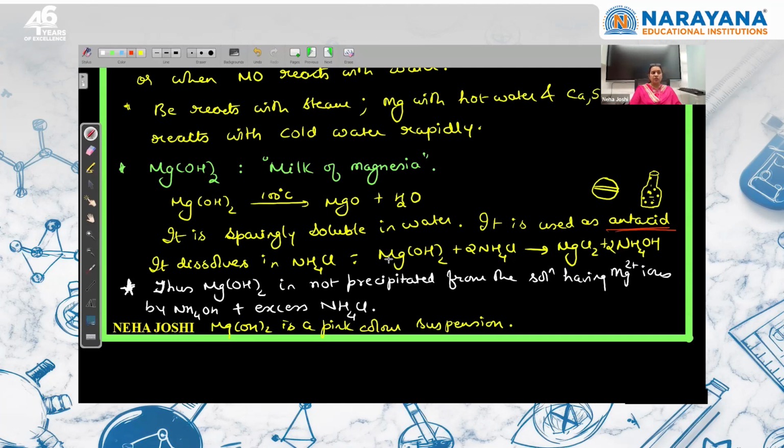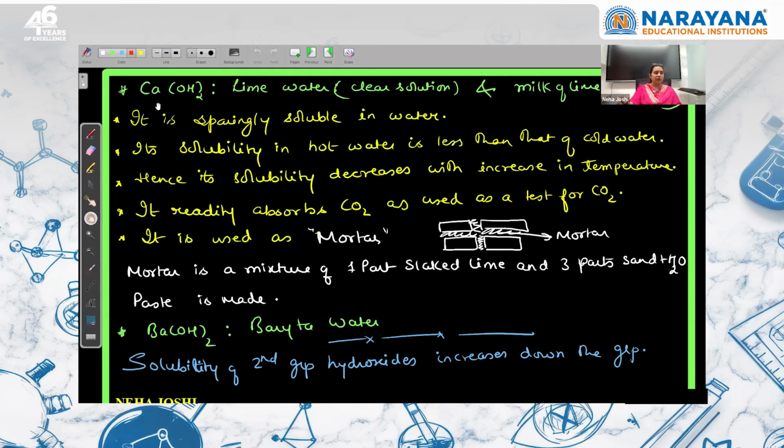See, it dissolves in NH4Cl. An acid-base reaction is happening and it is dissolving like this. Thus, Mg(OH)2 is not precipitated from the solution having Mg2+ ions by NH4OH and excess NH4Cl. This is what we are talking of in qualitative analysis, third group reagent. There it won't get precipitated like this. Mg(OH)2 is a pink color suspension when used as antacid.